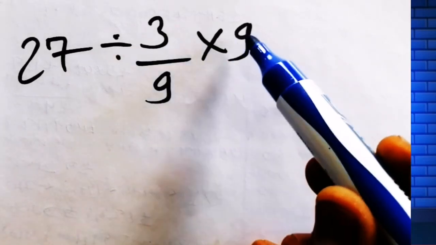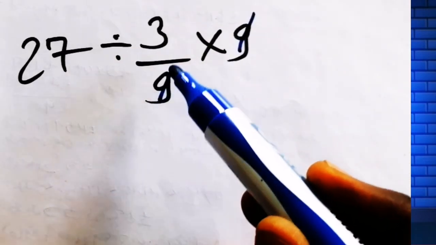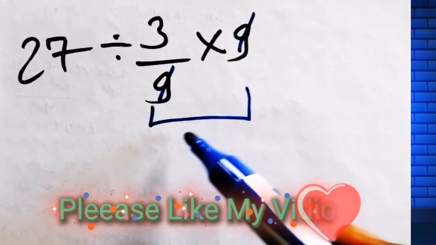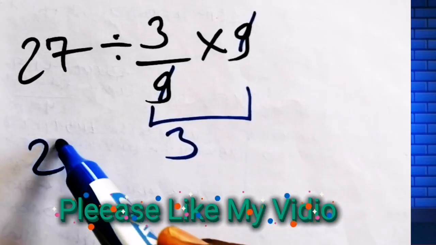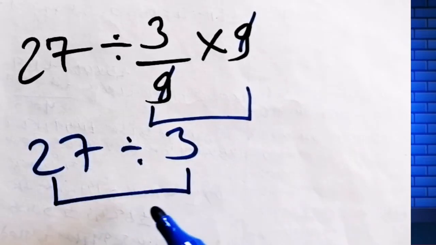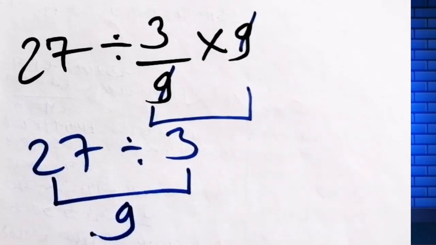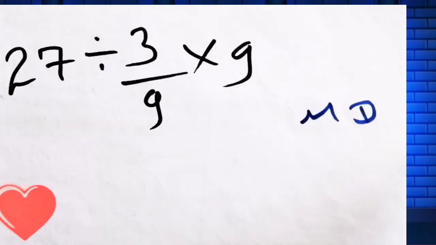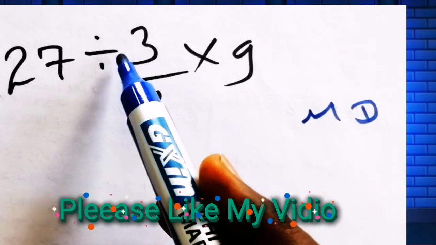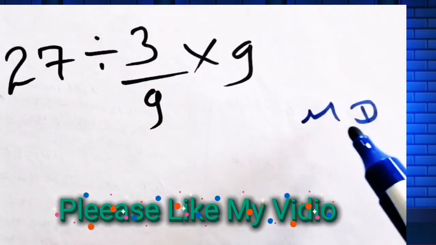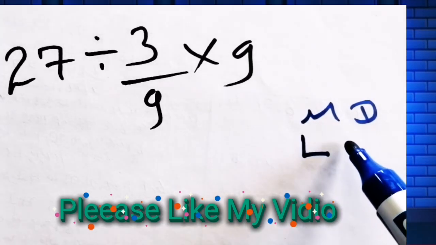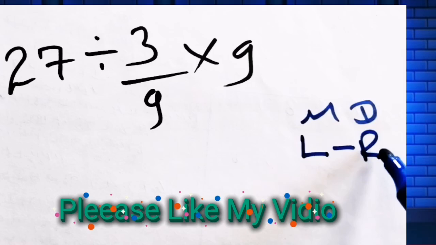3 over 9 times 9 by 9, 1 by 9, 1, 3 times 1, okay, which equals 3. Then 27 divided by 3 equals 9, okay, but this answer is not correct because according to the order of operations, if there is division and multiplication, they have equal priority. We have to work from left to right, okay.